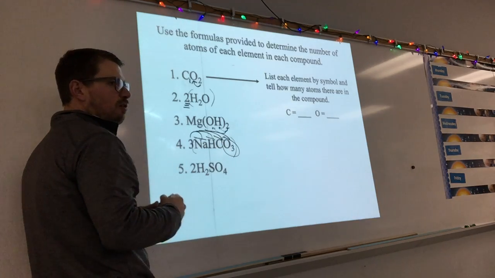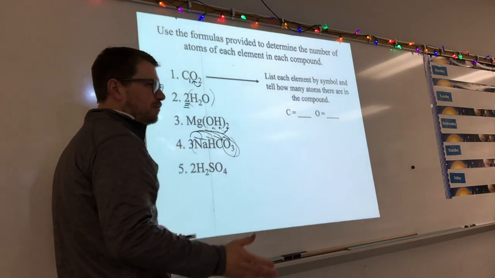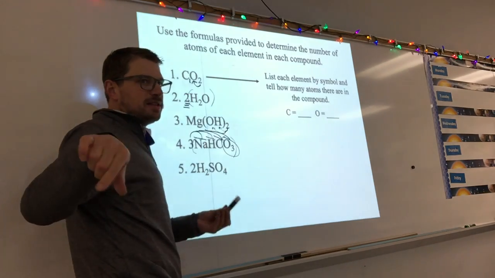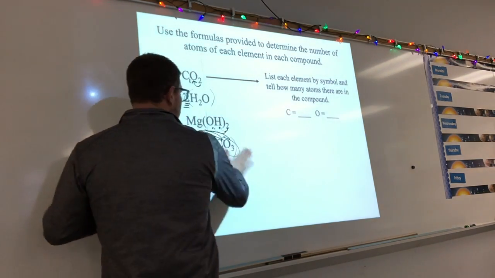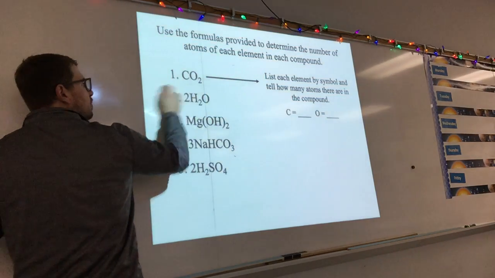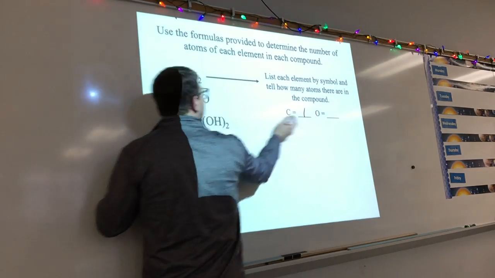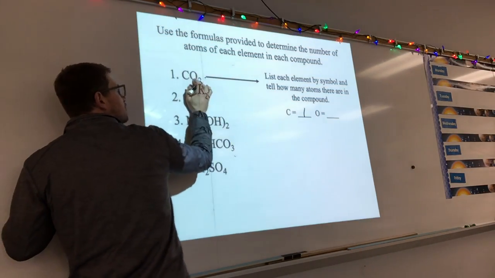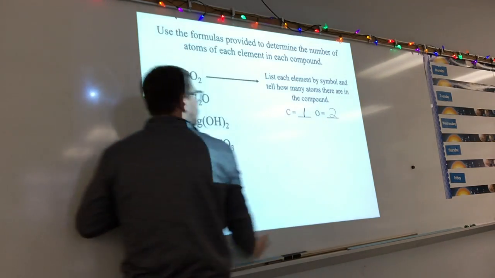So I want you to try this. I know you haven't seen it before. Just do this while I put the attendance in the computer, and we'll see. When you go through, just list. So right here, how many carbons would be in this? 1. And how many oxygens? 2, because it's only affecting that. So that's how many there are of that.